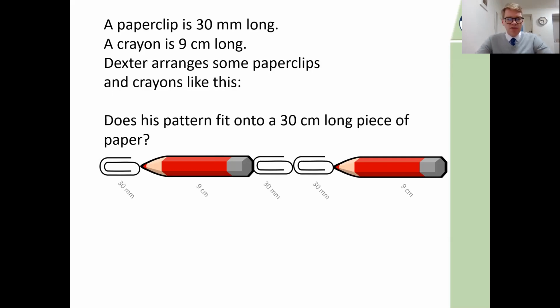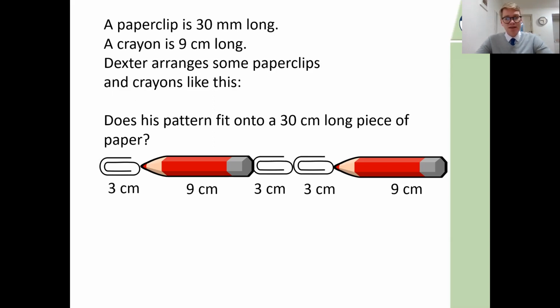So we know some of the individual parts here. We know that each paperclip is 30 millimetres. We know that each crayon is 9 centimetres. Let's think about our 30 millimetres. What is that in centimetres? Let's do a bit of converting here. What is 30 millimetres in centimetres? Well, we know that 10 millimetres is 1 centimetre. So we know that 20 millimetres is 2 centimetres. So we know that 30 millimetres is 3 centimetres each.